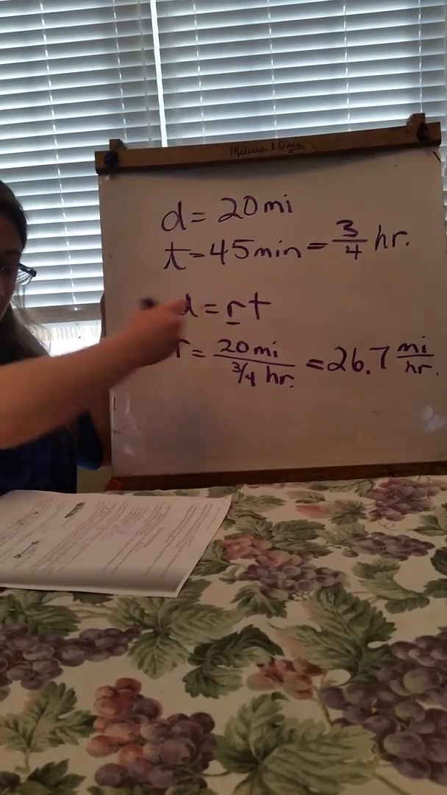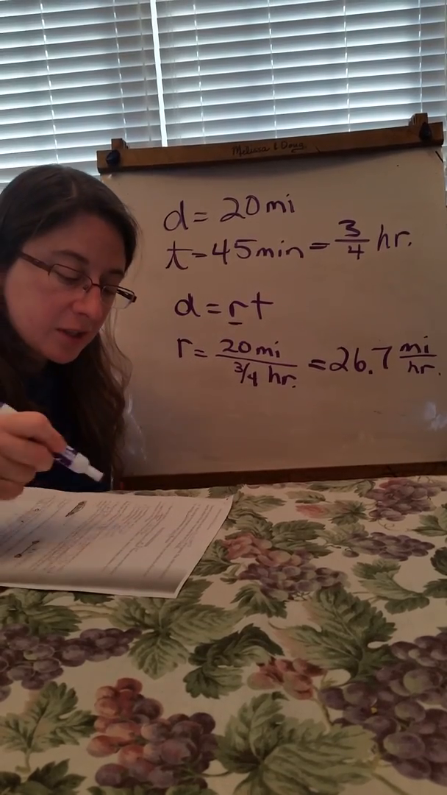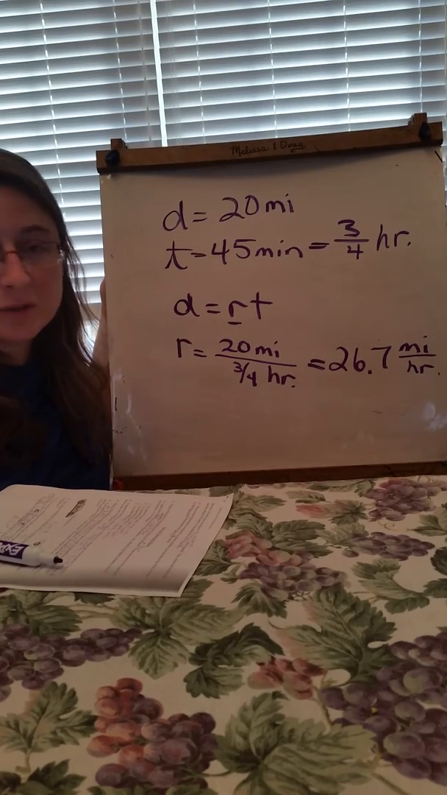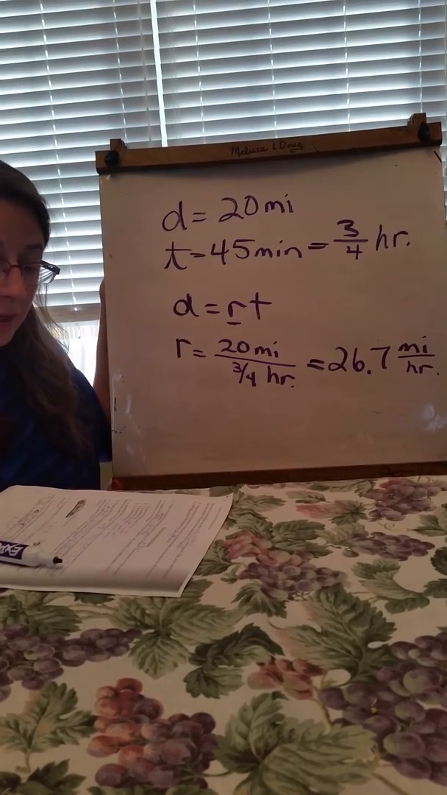So rate, it's asking for speed in this situation. Speed's not a vector quantity, so you don't have to worry about giving me directional information. If it said velocity, then you would have to worry about it.